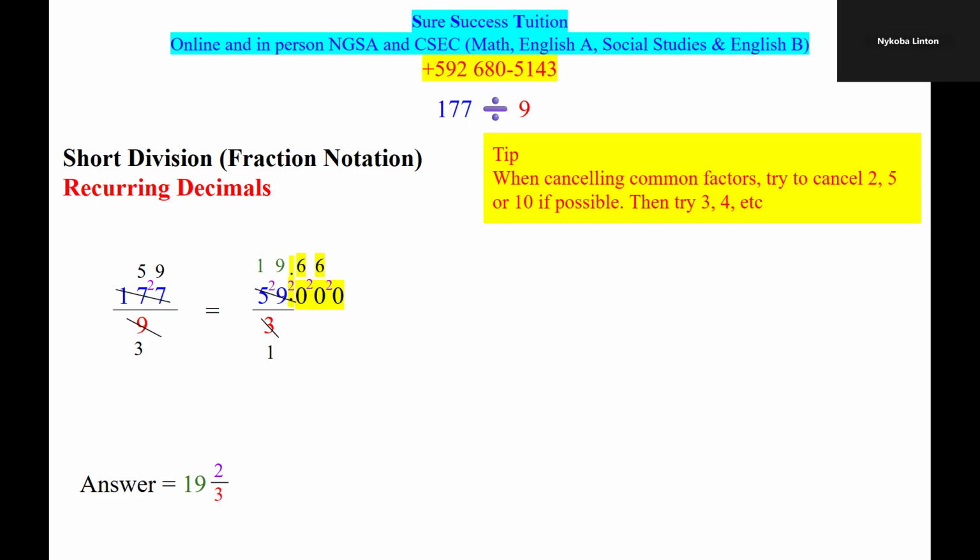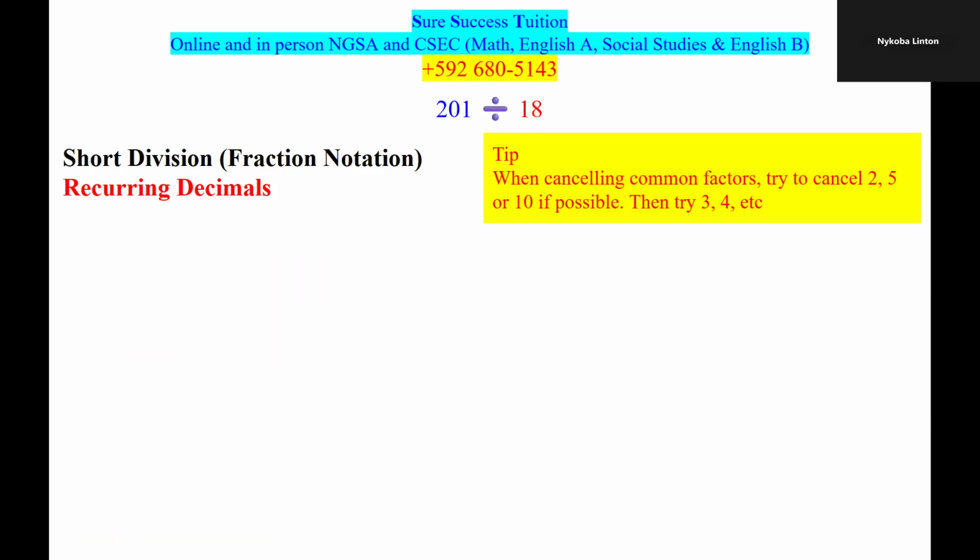3 into 20 again is 6. So we could add a few zeros and keep going. But as we would recognize, this would go on forever. So we cannot write 19.66666666 going on forever. So how do we write this as a decimal? Well, we can put 19.6 and put a bar. This bar is called a vinculum over the digit that is recurring. So in this case, the 6 is recurring, so we put the bar over the 6.